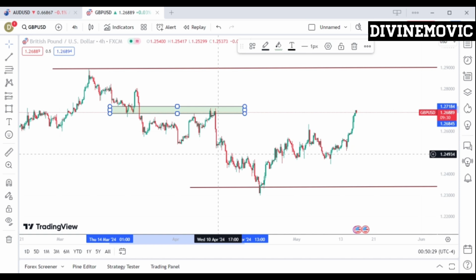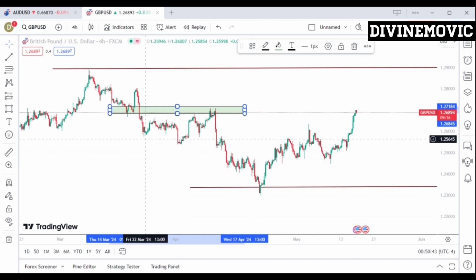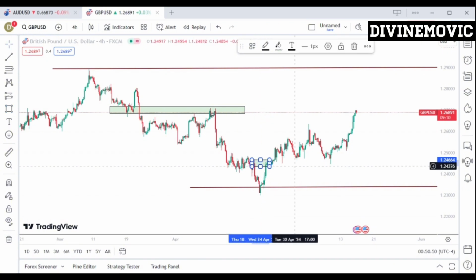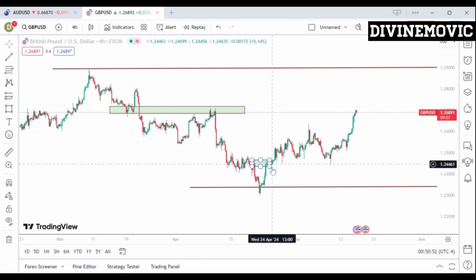This is a drop, this is a base, and this is a drop. So this place acts as a what? Supply zone, right? Good. Now, when this supply zone was triggered, what happened again? Price dropped, base, and price dropped. So this point here is also a what? A supply zone. But watch out, when price got to the supply zone, price was filled.